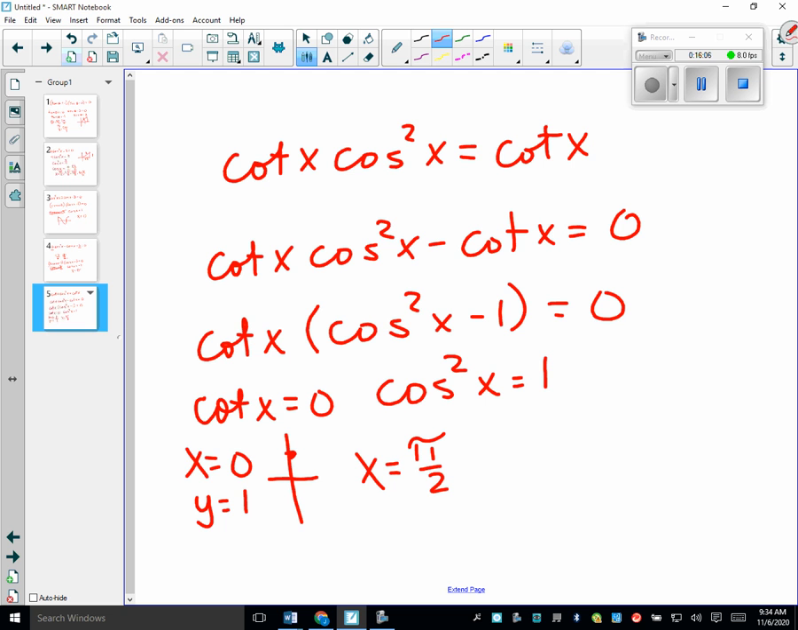Now, if I have cosine squared equals 1, what does cosine x equal? Plus or minus 1. So when is cosine 1? 0 and pi.